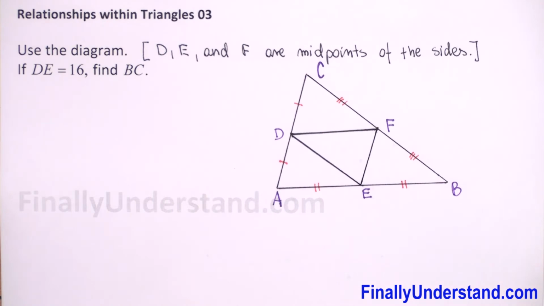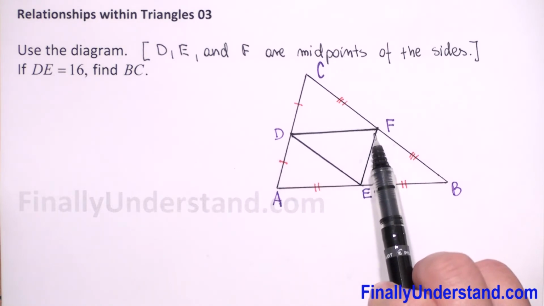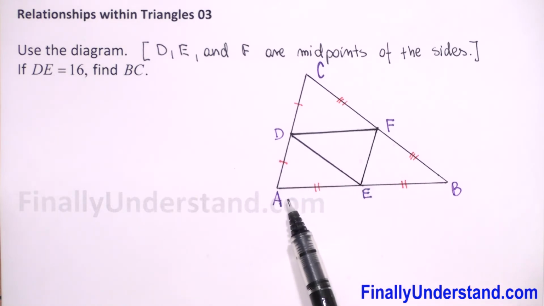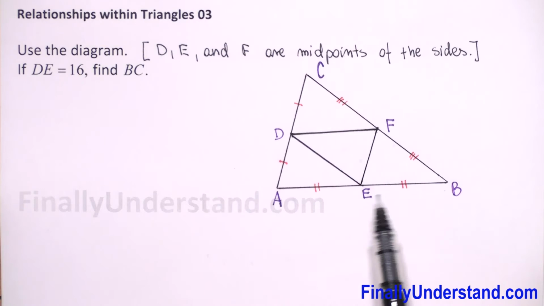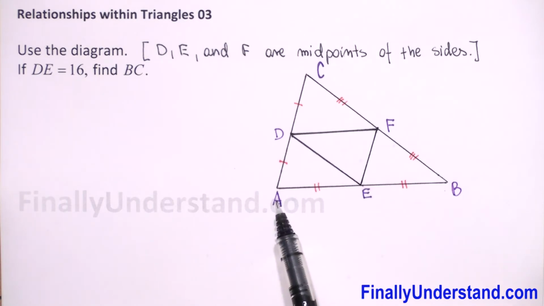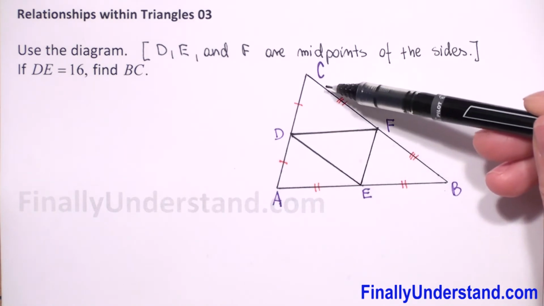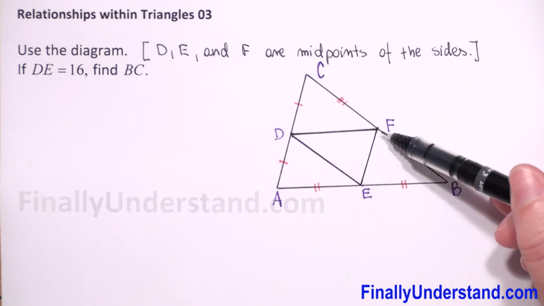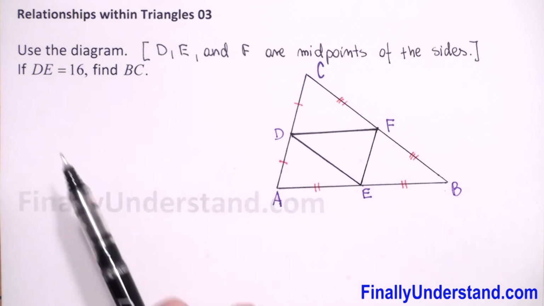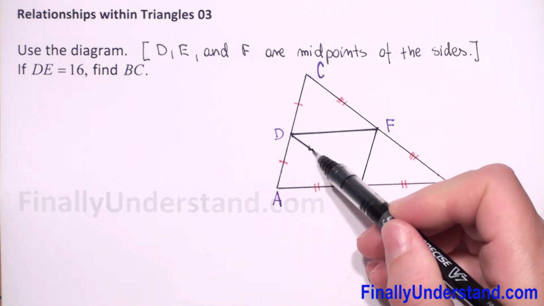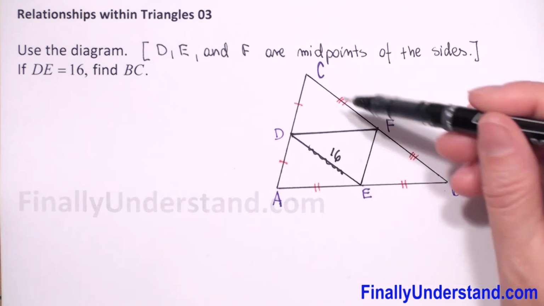What else does this theorem tell us? That this segment DF, for example, is half of the side AB, because DF is parallel to AB. So DF is half of AB, and DE is half of BC, and EF is half of AC. In this diagram we are given that DE, so this side, is 16. We have to find BC.